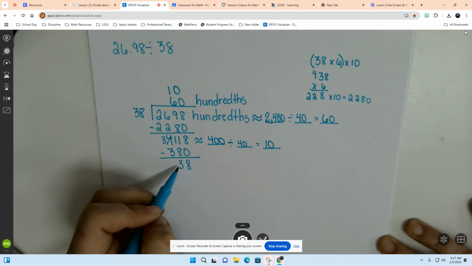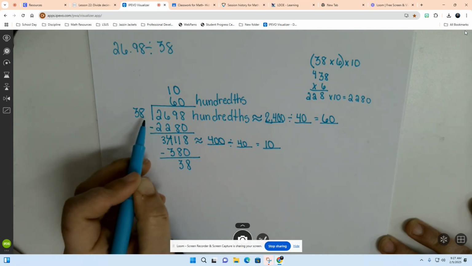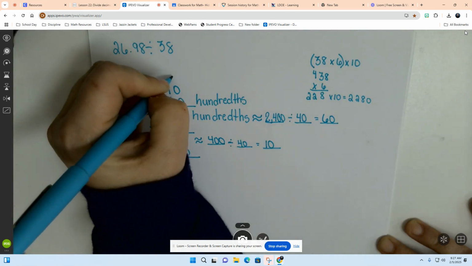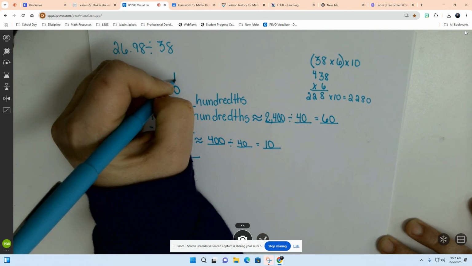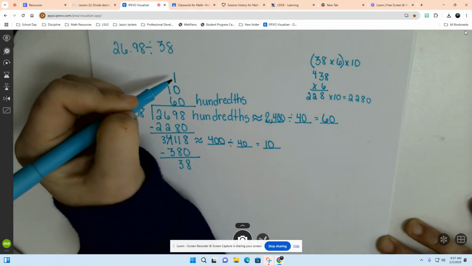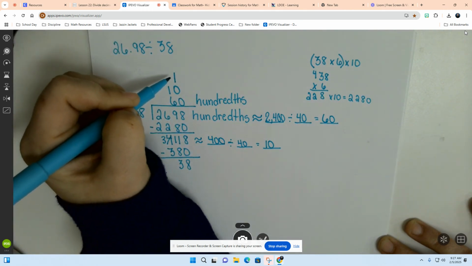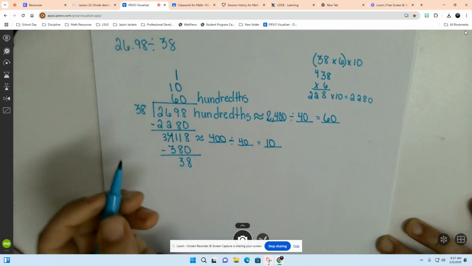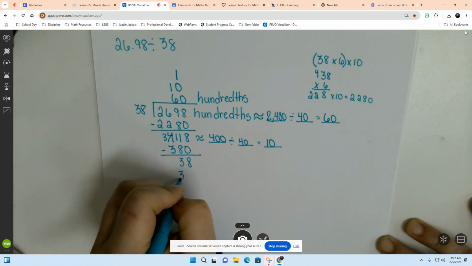Right. I don't have to estimate that. 38 divided by 38, that's going to be 1. Now, that's going to go right here in the ones place. Make sure you're not putting it in the wrong place. So 1 times 38 is 38.